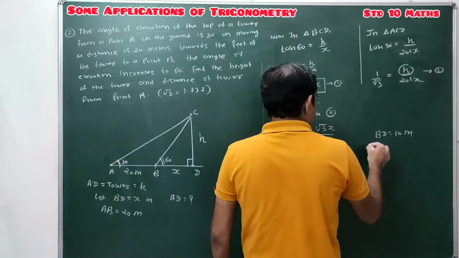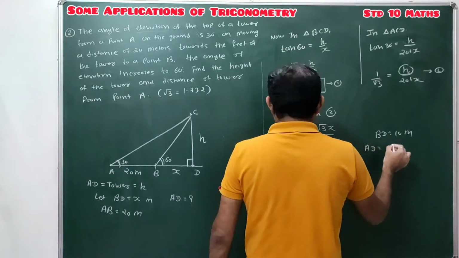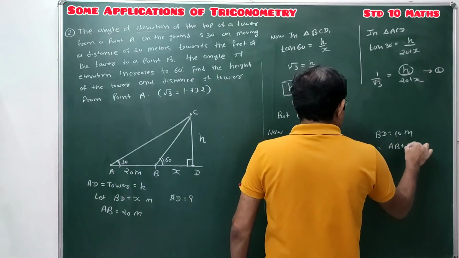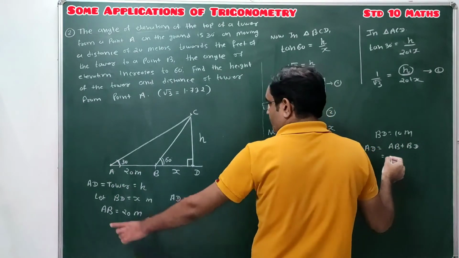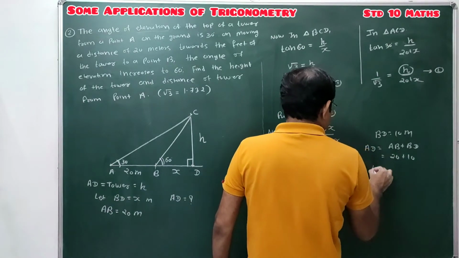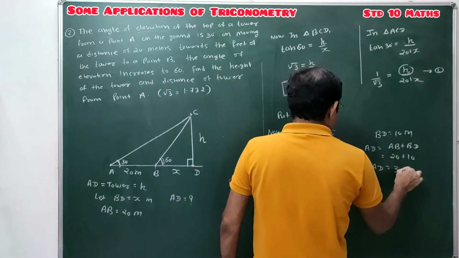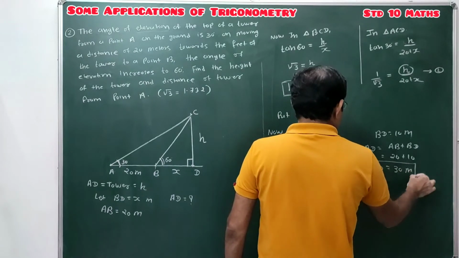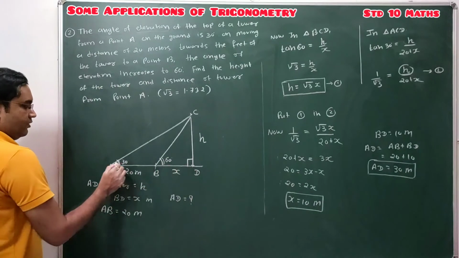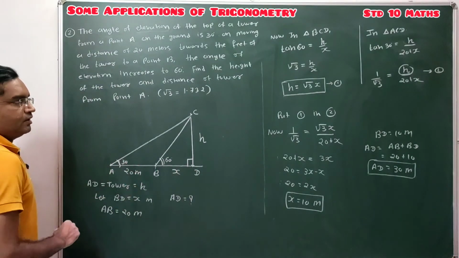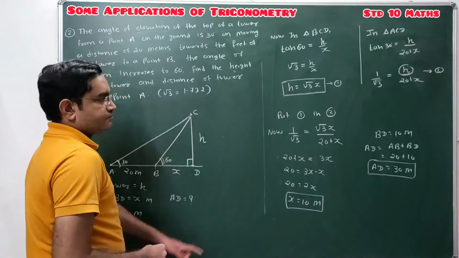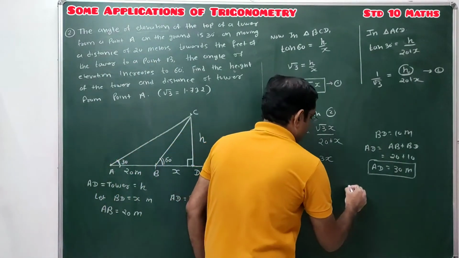So what is AD? AD is AB plus BD. AB is 20, BD is 10. So AD is 30 meter. Distance of feet of the tower from the point A is 30 meter. And you have to find the height of the tower. So what is the height of the tower?